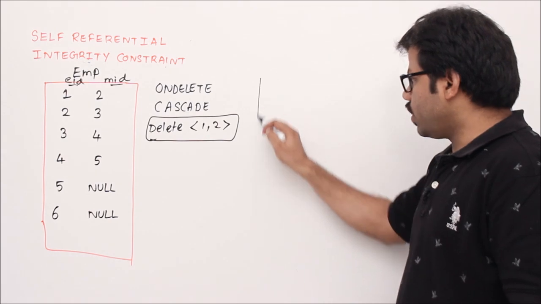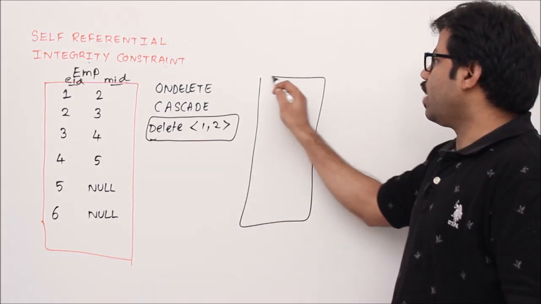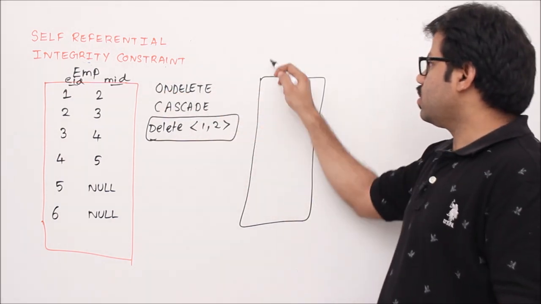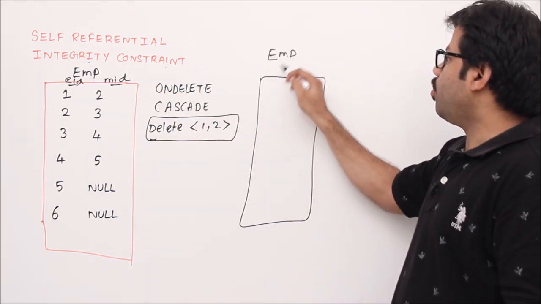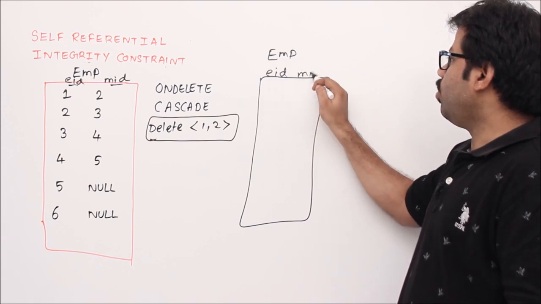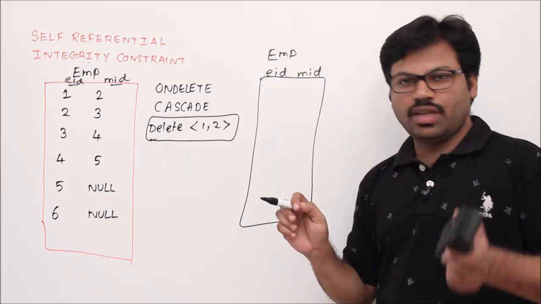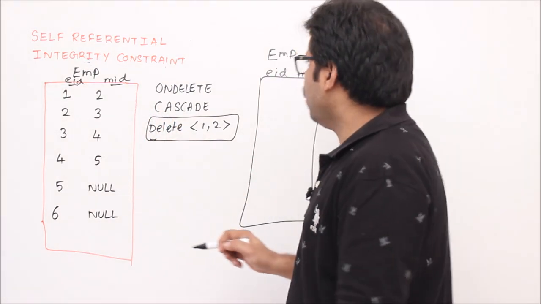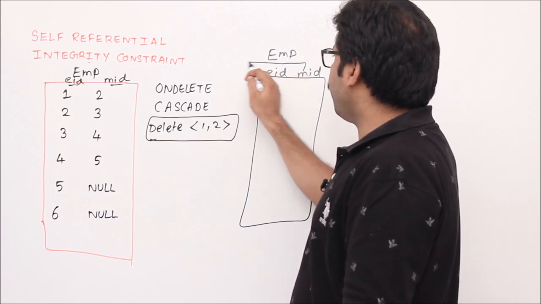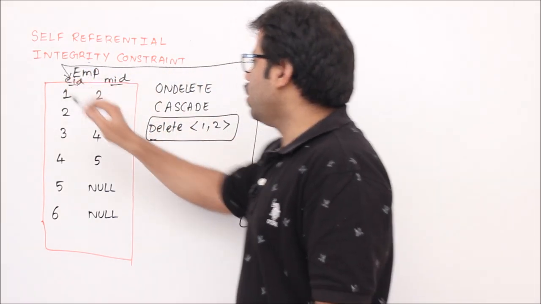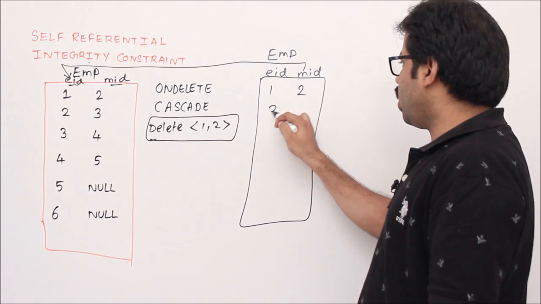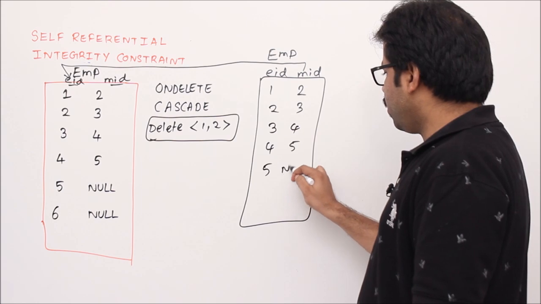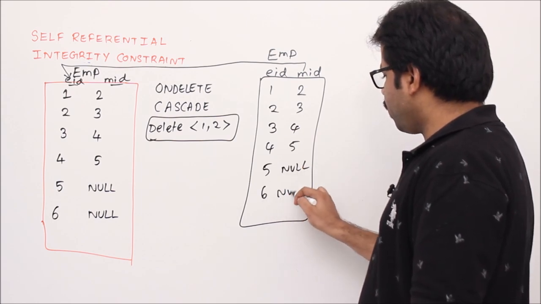How to solve this kind of question: the best thing is to take one more table and say it is a mirror, and always maintain 2 copies. So again employee ID, manager ID. This table you use to see the foreign key. This table you use to see the primary key. So here this manager ID is going to refer to this employee ID. Remember it. So let's copy the data: 1 comma 2, 2 comma 3, 3 comma 4, 4 comma 5, 5 comma null, and 6 comma null.